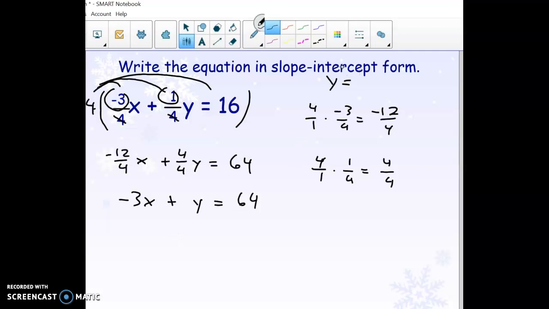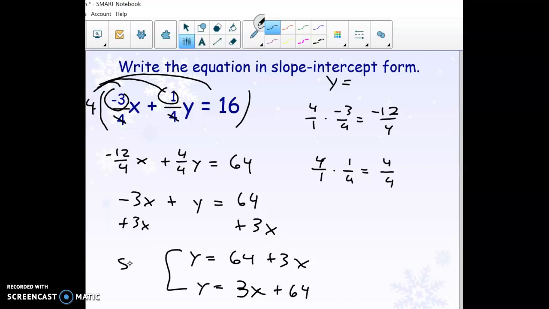Okay, so we're not quite to slope-intercept form, so maybe pause the video and see if you can see the last step. That last step is just to add 3x. To get y alone, this is a minus 3x, so if we add 3x to both sides, then we'll have 64 plus 3x. If you really want to write it the exact way, you can write the slope part first, 3x plus 64. But realistically, it doesn't matter. Either one of these where y is alone is slope-intercept form.